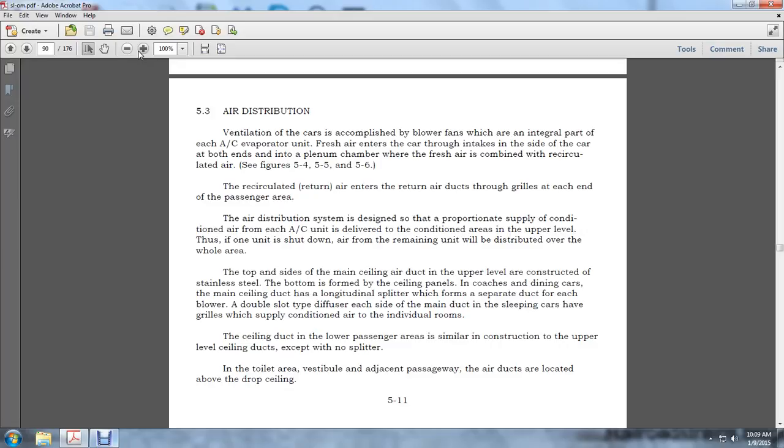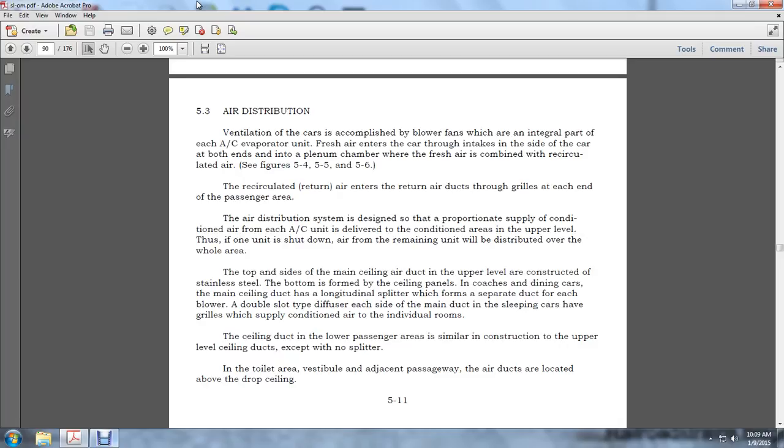The air distribution is designed to give a proportional supply of conditioned air to the areas, so that each AC unit delivers to the conditioned areas of the upper level. The air from the unit is distributed over the whole area. The ceiling area of the upper level is constructed of stainless steel and formed by ceiling pans. In coaches and dining cars, the main ceiling duct is divided into two splitters, which form a separate duct for each of the blowers. There is a double slot type diffuser at each side of the main duct.